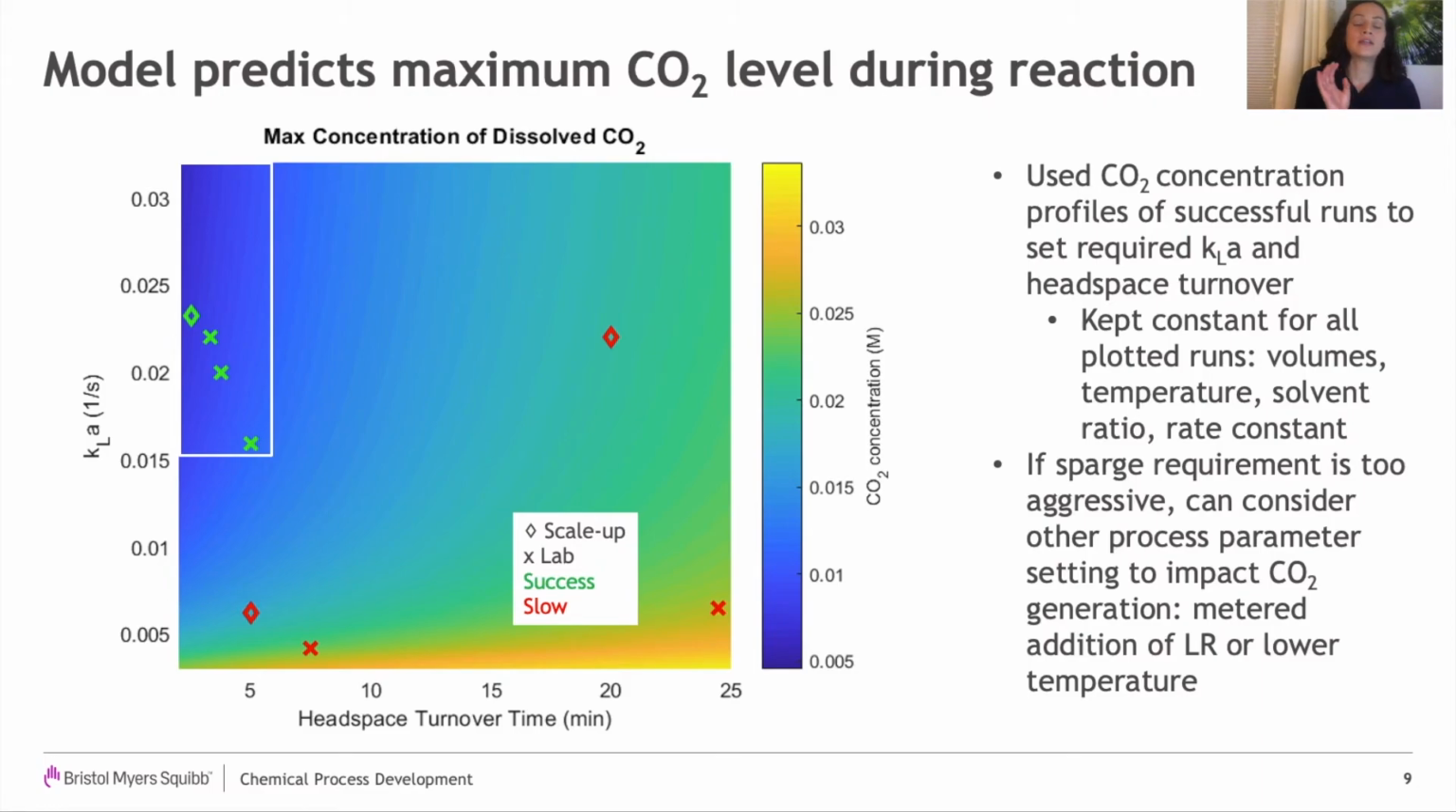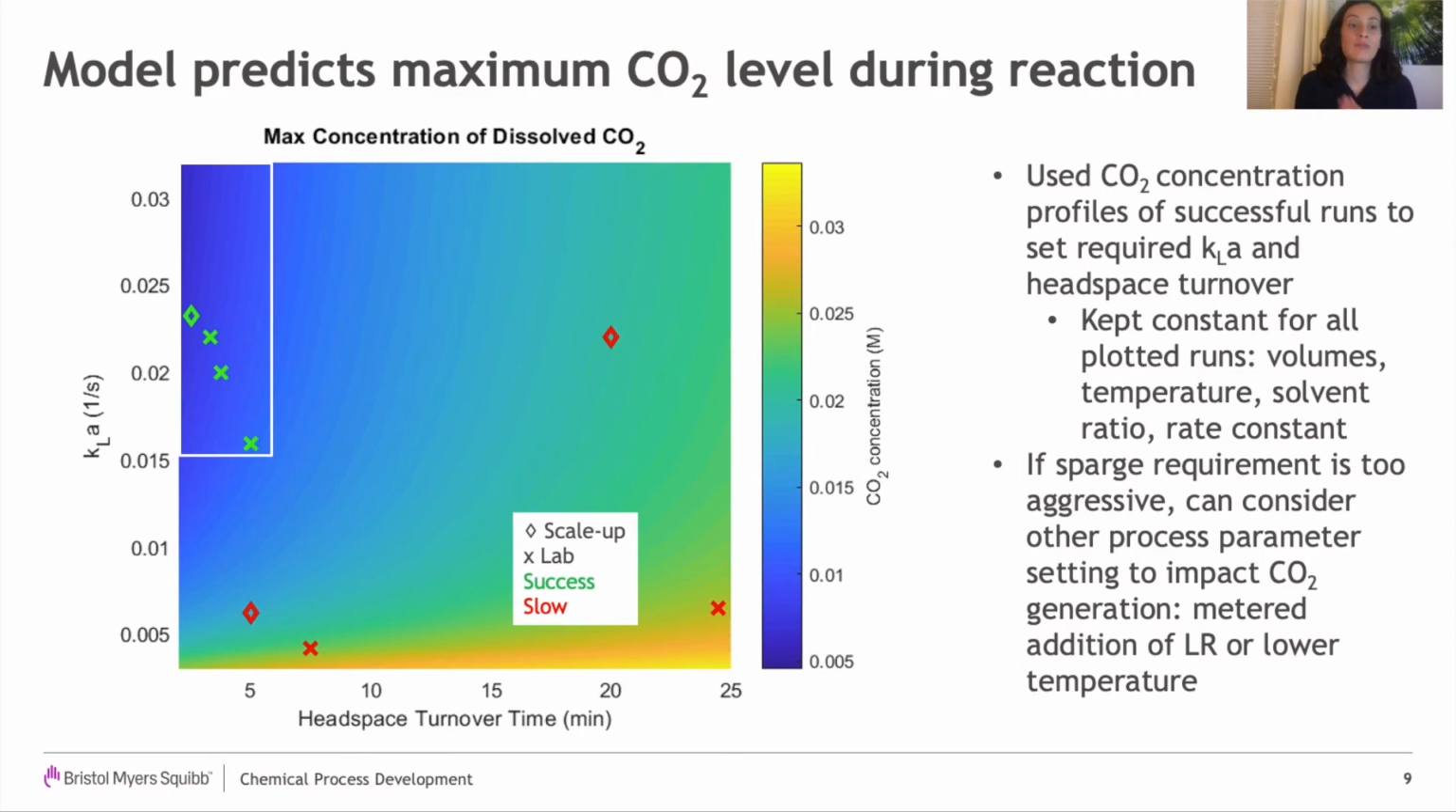I'm plotting the failed scale-up reactions that we initially saw that weren't controlling headspace turnover, that first one at the 20-minute mark, and then also some failed lab reactions, and then on the top left corner, you can see our operating range, where if we have sufficient KLA and low enough headspace turnover time, you can get successful reaction. And that diamond in that quadrant is finally the successful reaction.